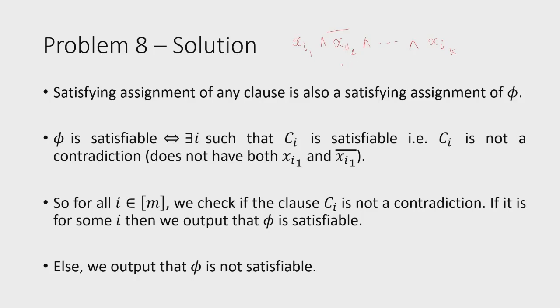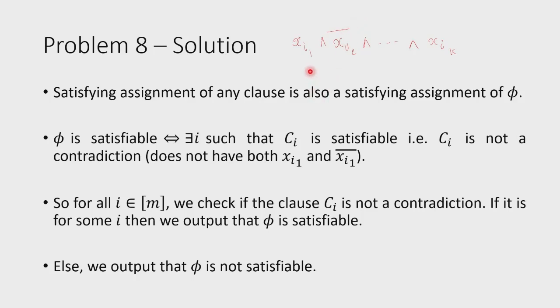So, this could be a contradiction when we find xi1 and its complement at the same place. Right. Because if xi1 and xi complement occur together over here, that is saying that xi is both 0 and 1, which is not possible. So this is clearly a contradiction, right?